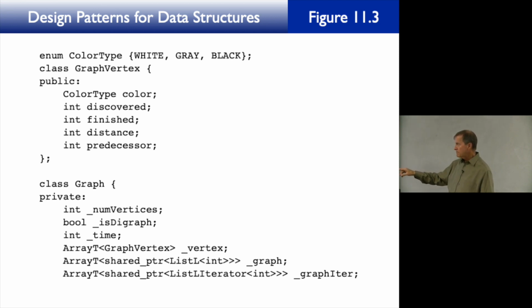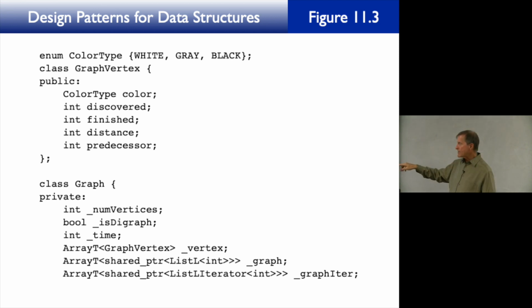And now look, what's our first array? It's called underscore what? Vertex. That is an array of what? Graph vertex. So each one of those has 5 things in it. Each vertex has those 5. Is everybody clear on that? You have one array to store all that stuff for each vertex.